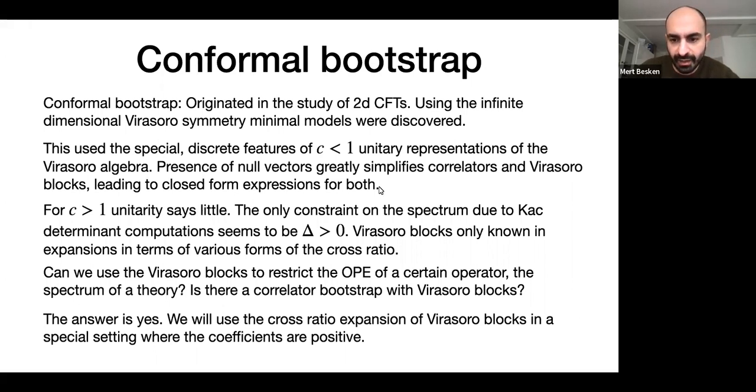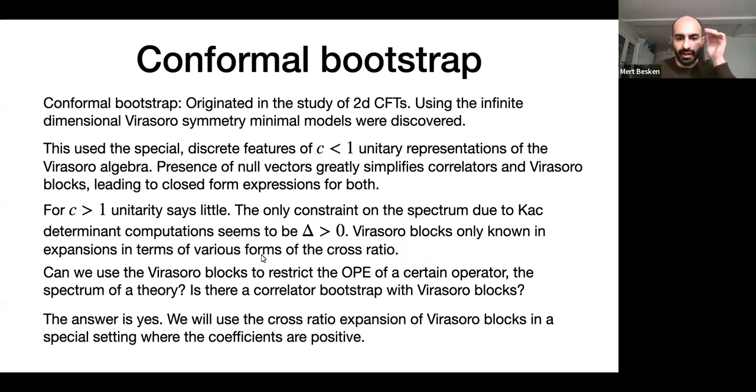The only constraint from the Kac determinant computation seems to be that the dimensions of the operators, which I'll define in the next slide, have to be greater than 0. But other than that, there don't seem to be any specific simplifying features. The reason the situation is difficult for C greater than 1 is that Virasoro blocks are only known in expansions. So there is no closed form expression for these building blocks of correlators, and these expansions exist in various forms of the cross ratio.